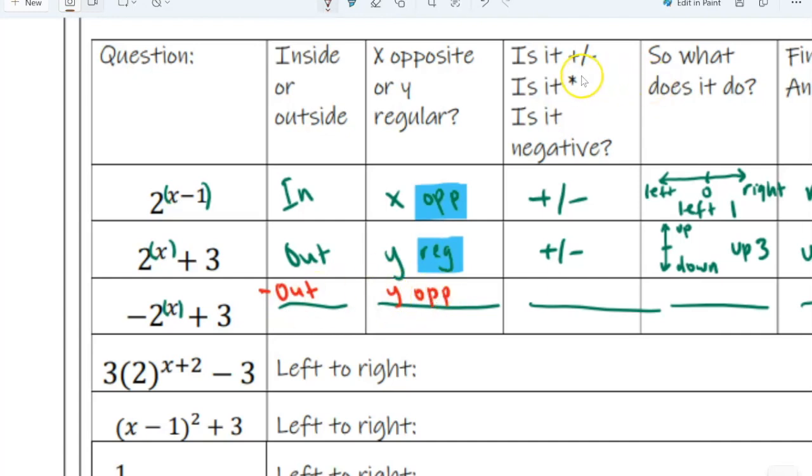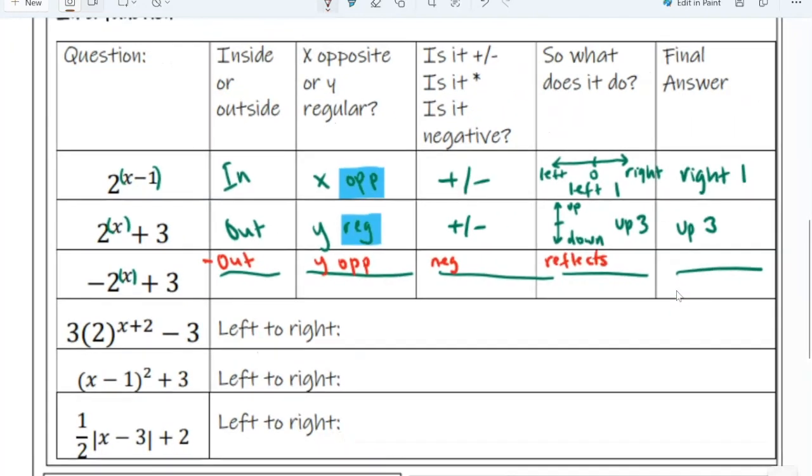Okay, is it adding, subtracting, multiplying, or is it a negative? It's a negative. So what does it do? A negative reflects. That's what it does. So what's my final answer? It's going to reflect opposite of what I think. I wrote reflect y, so it's actually going to reflect over x.